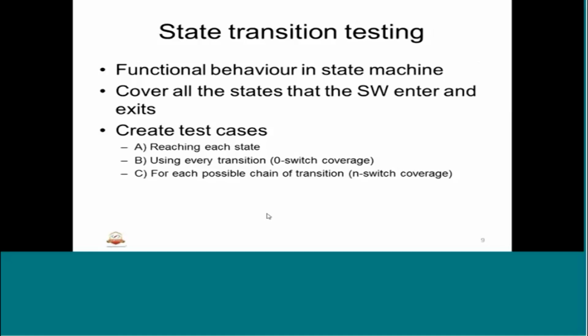These all lead to different functional behavior within the system. All these functional behaviors are underneath the state machines. So we need to cover all this behavior while testing the state transitions. All the entry and exit of each function and different states, as it will be revolving between the states, all these have to be covered. So test cases we need to create reaching each state and seeing the zero switching coverage in terms of transition. Then we have a chain of transitions like N to N switching, etc.